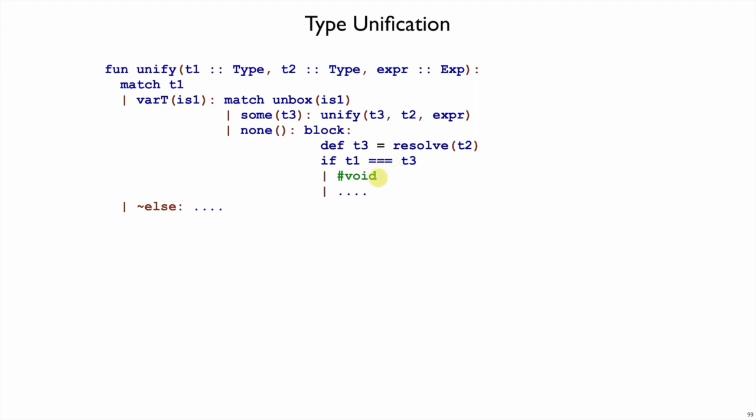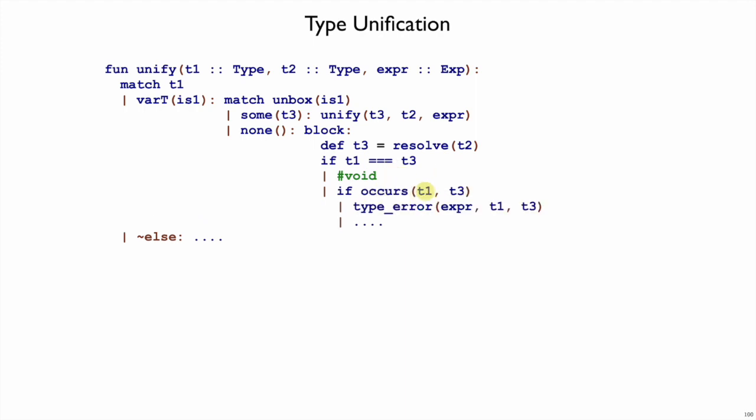Notice the three equal signs here. I'm not saying does tau1 look the same as tau3? I mean, are they actually the same object? That's what the three equal signs do there. Do they have the same box? And if I assign to one of the boxes, will I see that assignment on the other side? Right. So if they're the same, we're done.